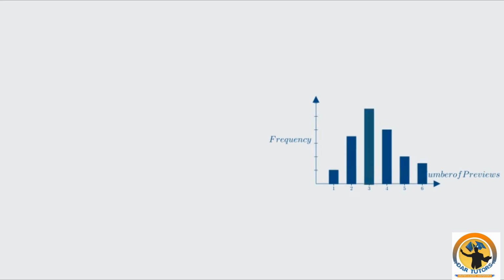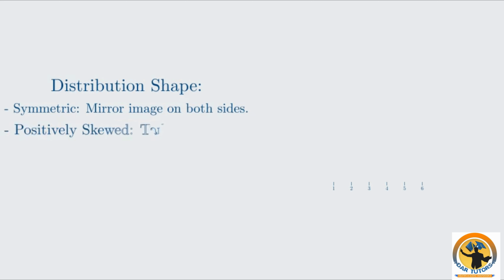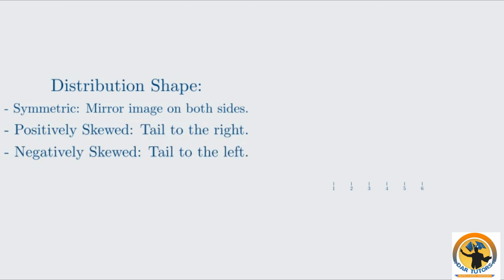From this graph, the shape of the data or its distribution is much clearer. We can see that 3 previews was the most common. This shape can be described in a few ways. If both sides of the graph look like mirror images, it's symmetric. If the graph has a long tail pointing to the right, it's positively skewed. And if the tail points to the left, it's negatively skewed.